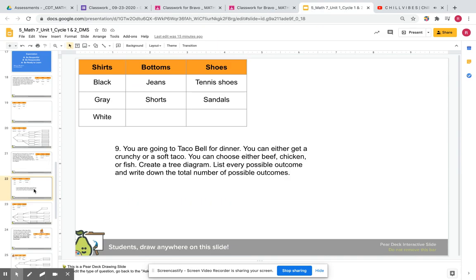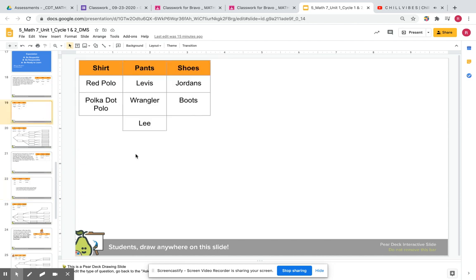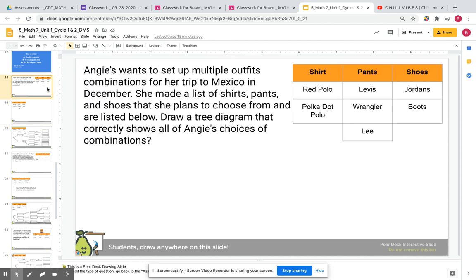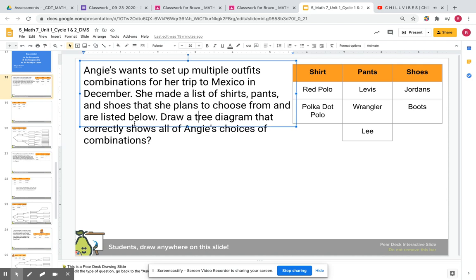So I'll try to keep it very short because I don't want to consume too much of your time, especially because you have a lot of other assignments to do. So let's go ahead and do this type of problem. We read this type of problem in class. We talked about the tree diagram for probability. So in case you see the words probability tree diagram, don't be scared. It's talking about the same thing.